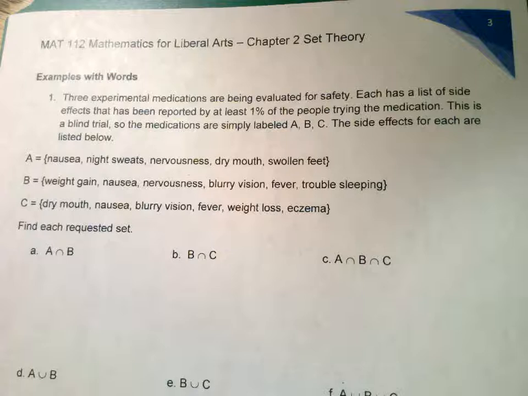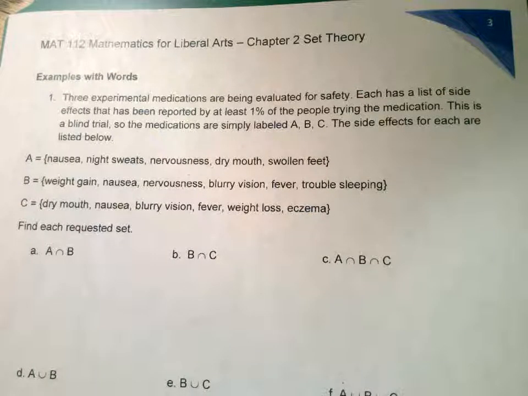Examples with words. Three experimental medications are being evaluated for safety. Each has a list of side effects that can be reported by at least 1% of the people trying the medicine. This is a blind trial, so the medications are simply labeled A, B, and C. Side effects for each are listed below. So we have three sets, and there are some overlaps, some are different, and they're trying to find the intersections and the unions of the different sets.